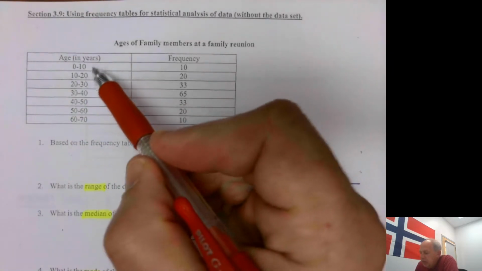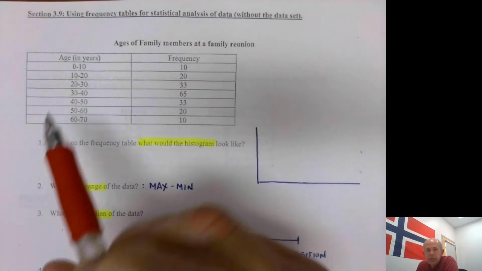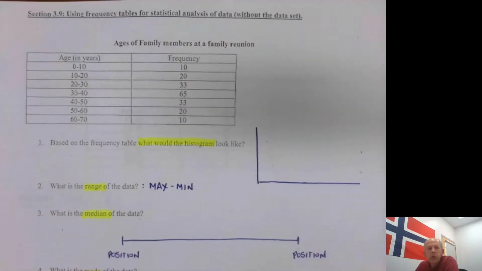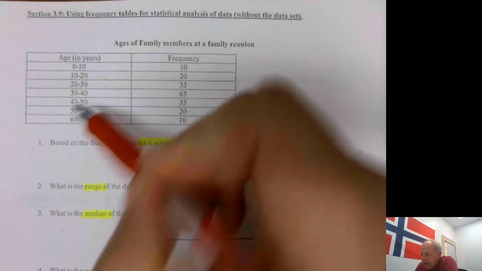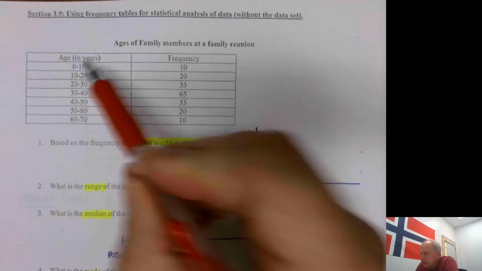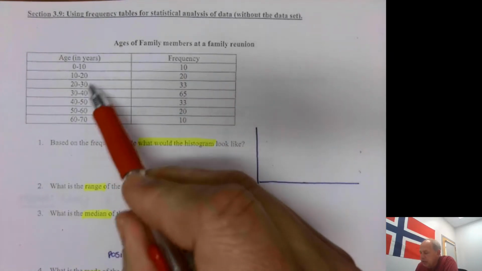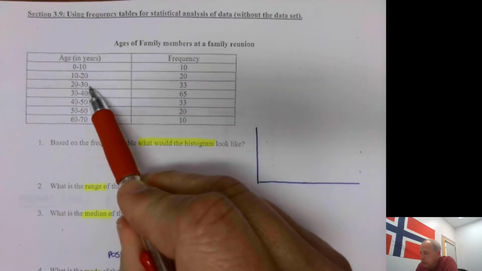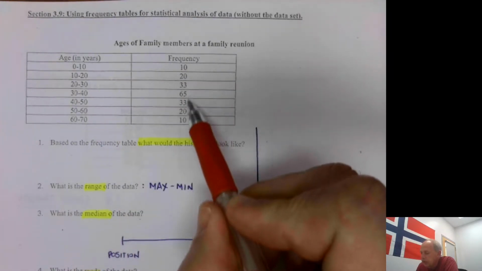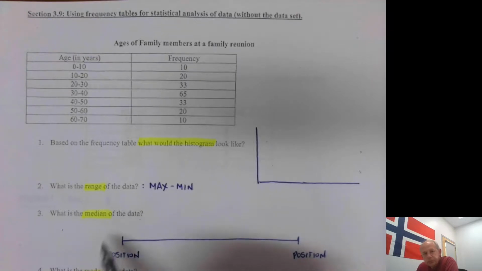We have a family reunion, and there are a lot of people at this family reunion, so we broke the family down into different intervals as far as their age goes. 0 to 10 years old, there were 10 people there. 10 to 20-year-olds, there were 20 people. 20 to 30-year-olds, there were 33 people, so forth and so on.